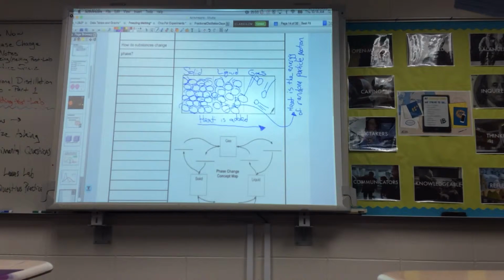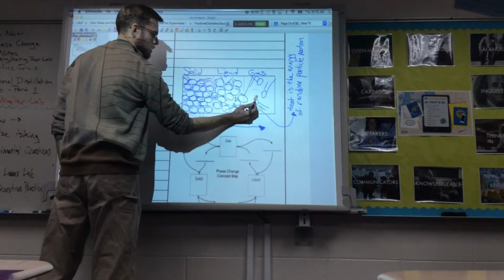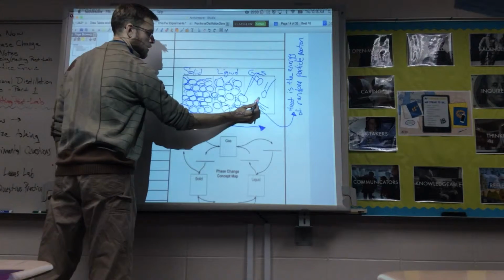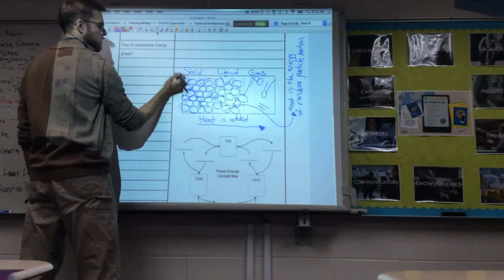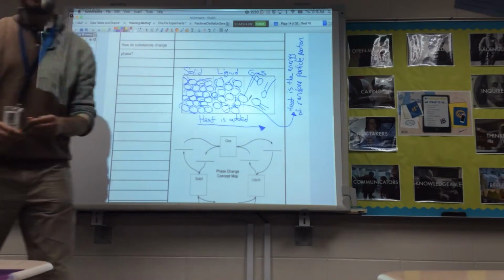Remember, all the particles in your substance should be the same size. This one got too small, didn't it? Just going to redraw that one. Here's a fun question.